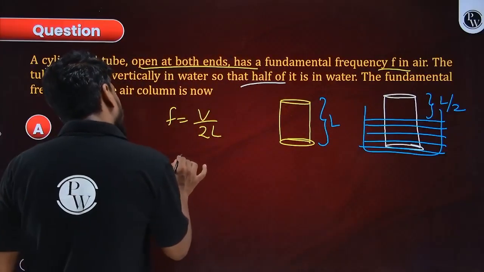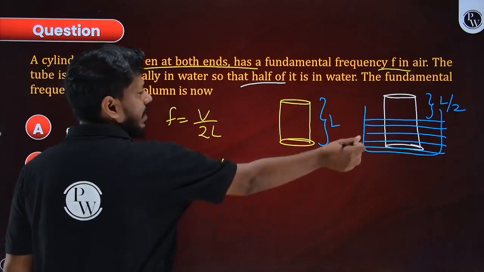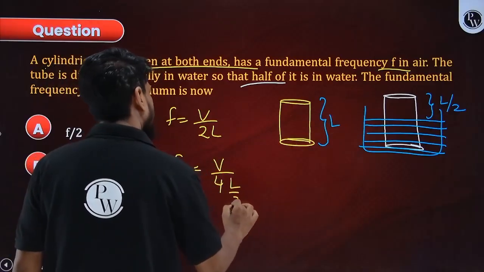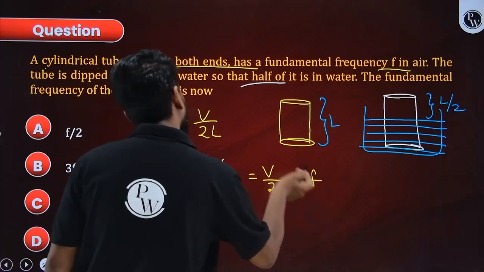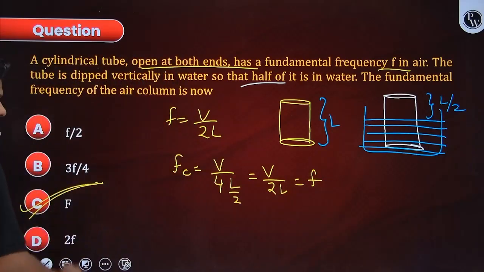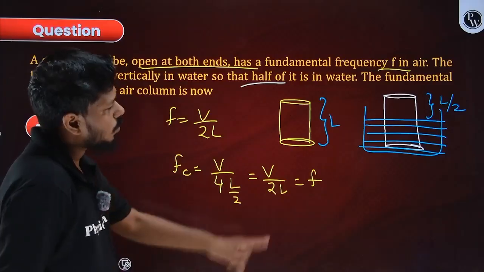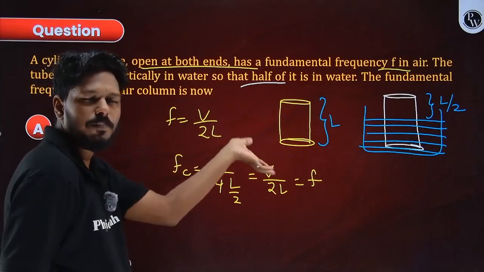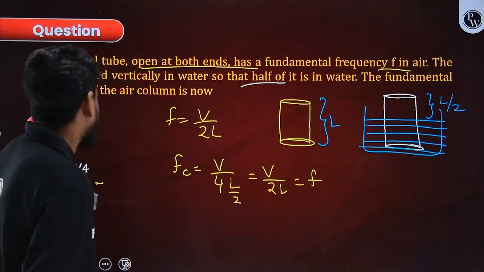So what is the fundamental frequency of a closed pipe? Sir, V by 4L. What is the length of the tube? Sir, L by 2. If I cancel this, I get the fundamental frequency. Are you able to follow? Any difficulty in this? So for a closed pipe, use the closed pipe formula. For an open pipe, use the open pipe formula. Now they ask me to compare the relationship between closed and open pipe.